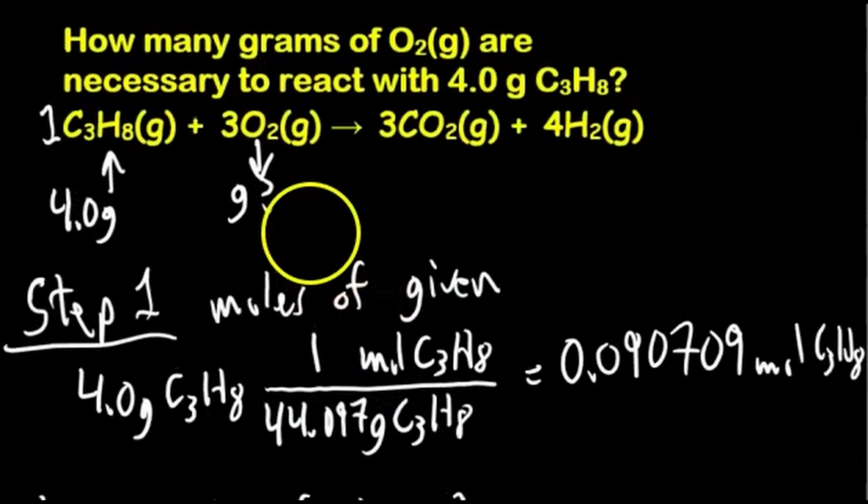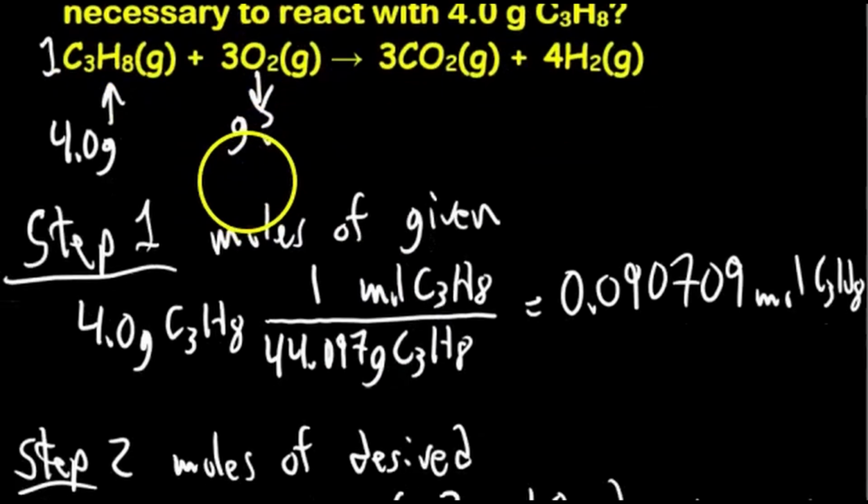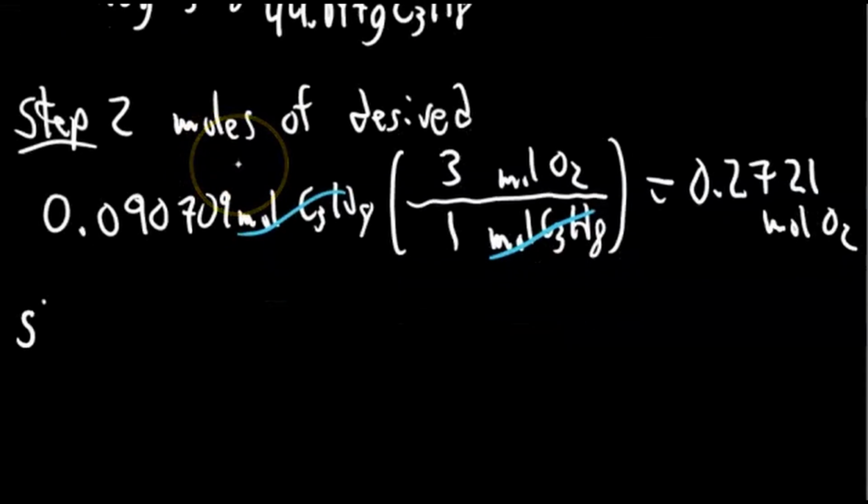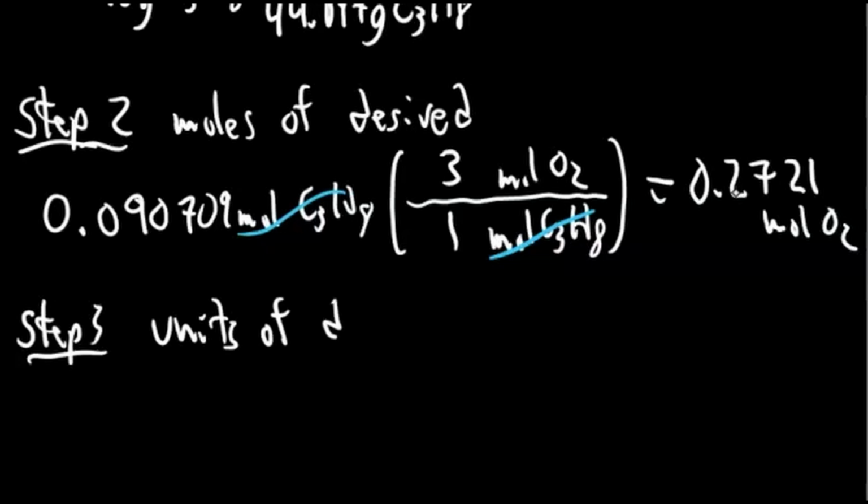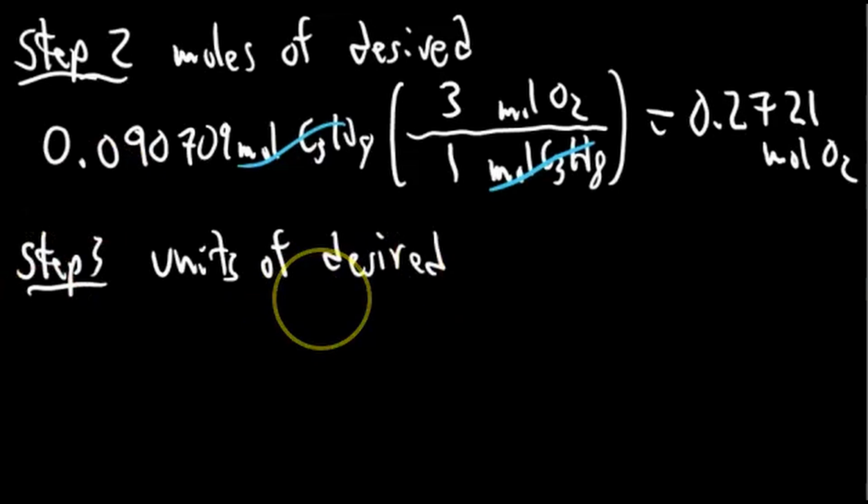Okay, so now that we know how many moles of oxygen there are, we need to go from moles of our desired, whatever it is we want, in this case oxygen, to the units that we want, which is grams. So that's step 3. And for each step, we use the answer from the previous step. So step 3 is the units of desired. I made a video on this as well, this step-by-step process in detail. If you want to check that out, I went through it very slowly.